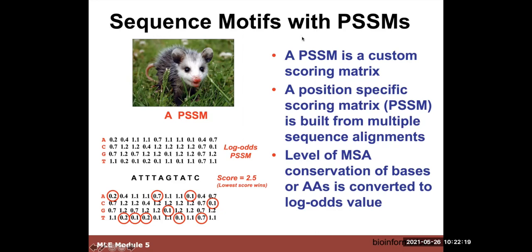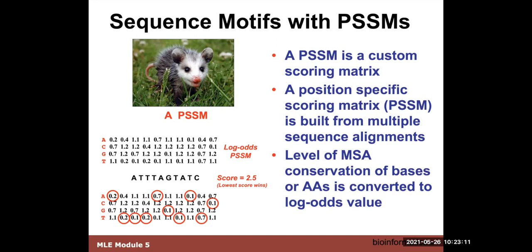But it is similar to most things in bioinformatics. It's like a sequence scoring matrix, whether it's the BLOSUM matrix that you use in BLAST or the Dayhoff matrices that are used in sequence alignments. What you do with a possum is you construct it through multiple sequence alignments. And by comparing the multiple sequence alignments, you're able to calculate the frequency of conserved bases or conserved amino acids. The conservation score in each position of the possum is converted to a log odds score. It converts small numbers to numbers in the range of 0.1 to 1 or 2.